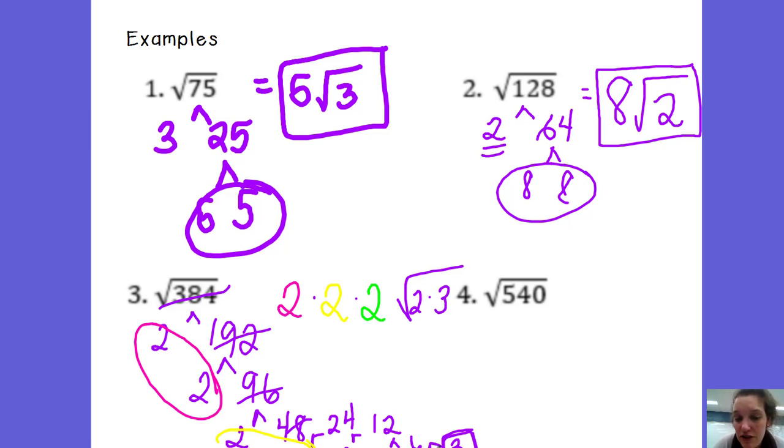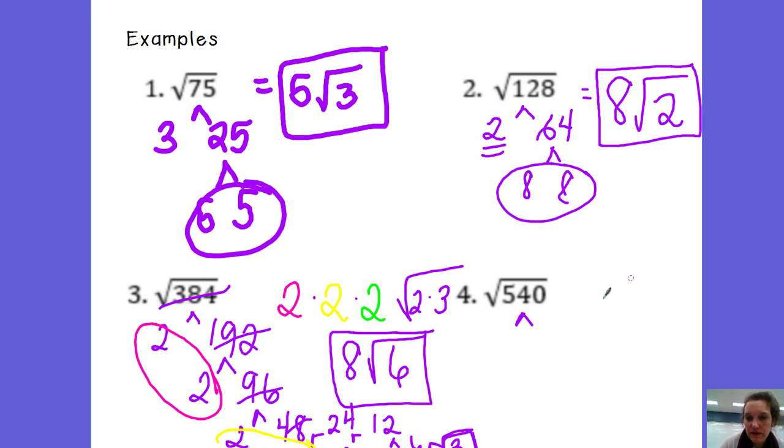So sometimes you're going to have 2 numbers or more that are going to stay underneath the square root because it has to be a pair. So I don't have a pair of 2s, I just have 1 2. I don't have a pair of 3s, I just have 1 3. So I'm going to multiply the pink 2, the yellow 2, and the green 2. 2 times 2 times 2 is 8. And then 2 times 3 underneath is 6.